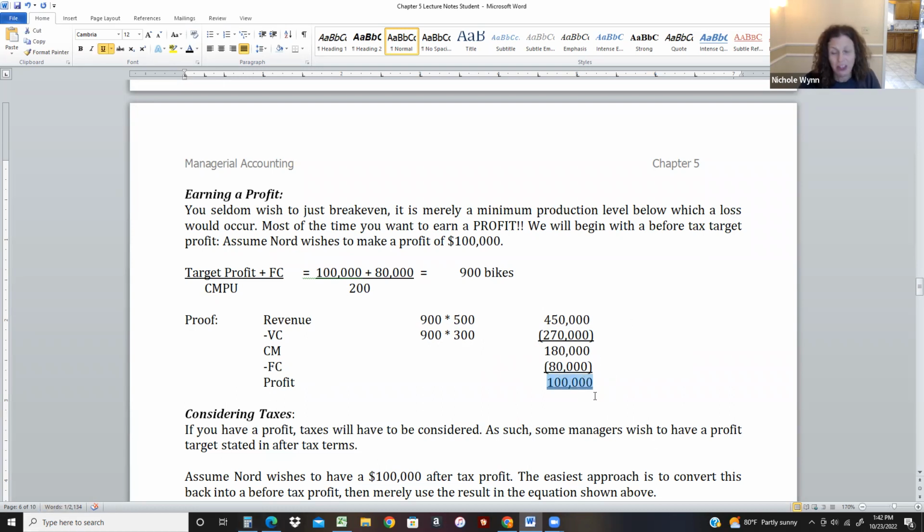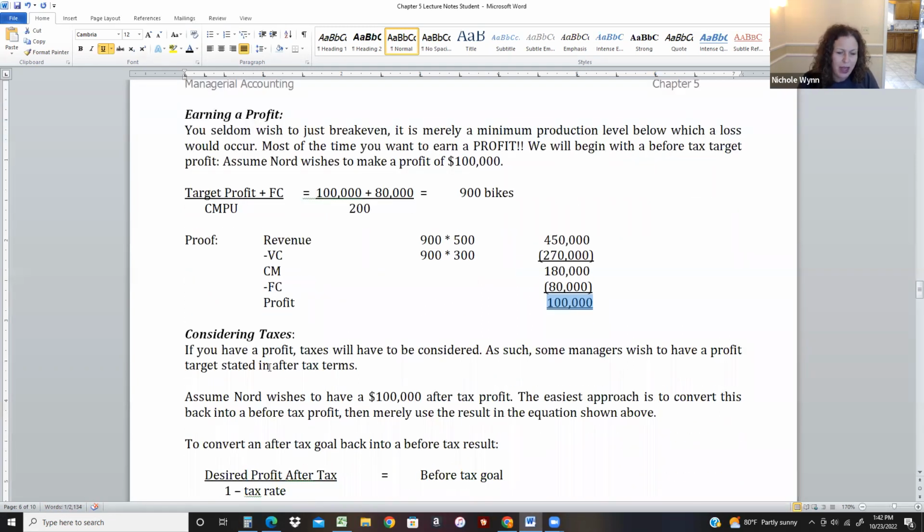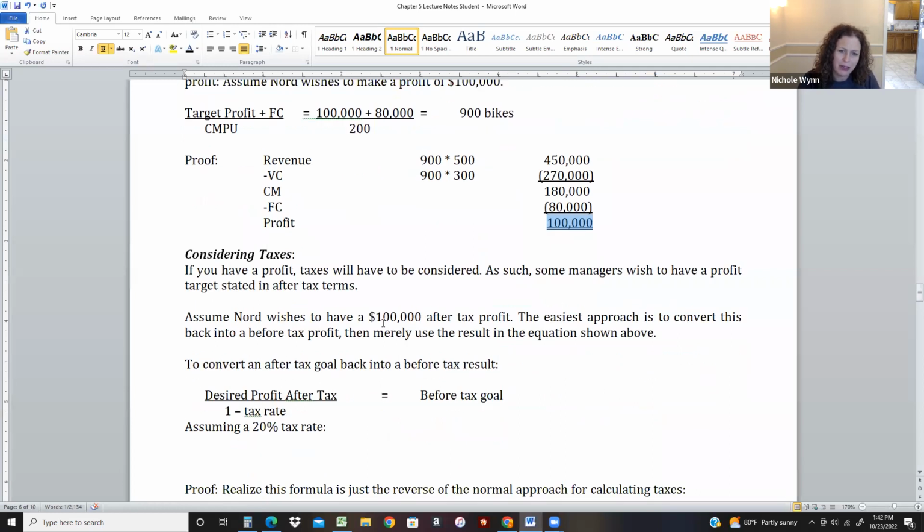But once you have profit, you've got to pay taxes. This is the only part where I talk about taxes, and I don't think any of your homework is going to have you do anything with taxes. But basically, if you're going to have profits, then you've got to give some money to the government. So what you have to do is gross up your number. What you do is divide by 1 minus the tax rate.